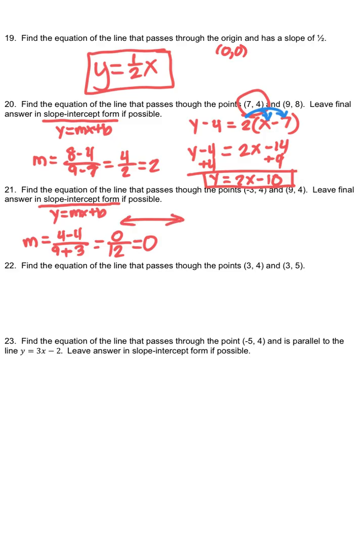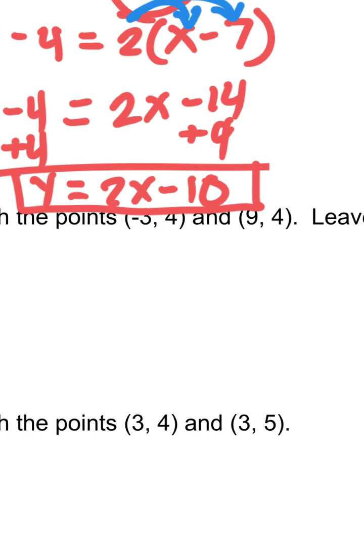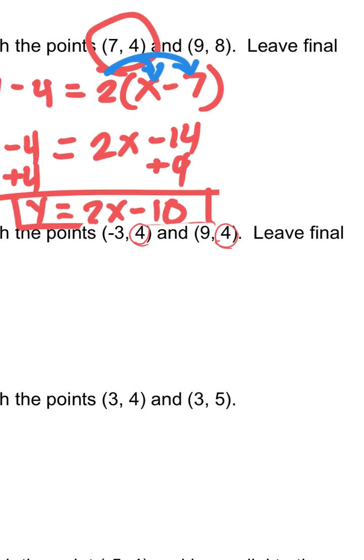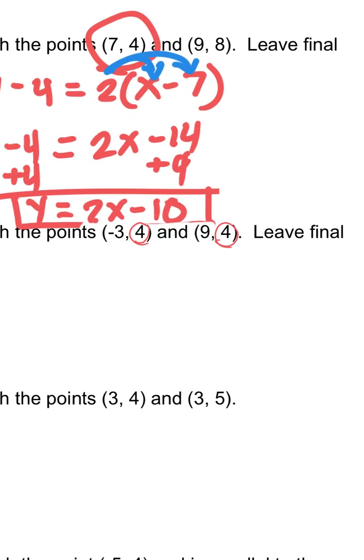If I have a horizontal line, then let's look at these coordinates one more time. Hey, look at this. I'm going to erase right here so you can see. We have a 4 here and a 4 here. Therefore, my horizontal line equation would be y equals 4.